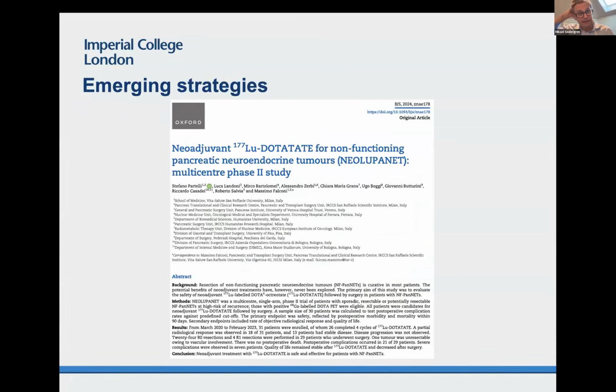There are some emerging interesting strategies. This is a relatively recent paper from last year looking at neoadjuvant lutetium dotatate, so PRRT, for non-functioning pancreatic neuroendocrine tumors. And in this multi-center phase 2 trial, they showed that you certainly did not get a progression, and there is a likelihood that you can downstage disease by using these approaches on a neoadjuvant basis.